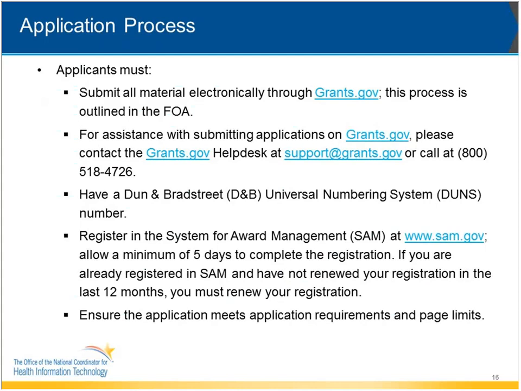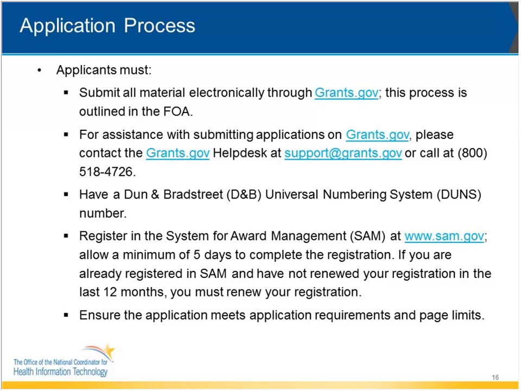Once you start to apply for this FOA, the process is pretty simple. We want you to go to grants.gov and find the FOA. If there are any issues with applying for this grant, there is a help desk under grants.gov. You can email them, or you can use the 1-800 number to call with any questions when applying for the FOA. Also, you need to have a DUNS number, the Dun and Bradstreet Universal Numbering System. And then third, you want to make sure you register under SAMS, the System for Award Management.